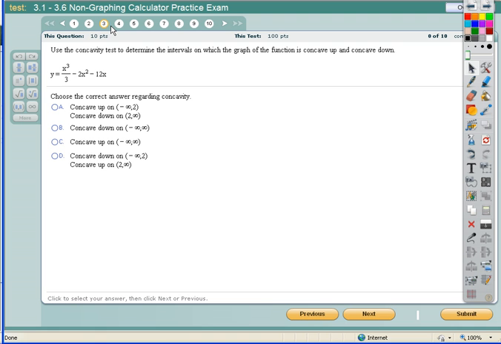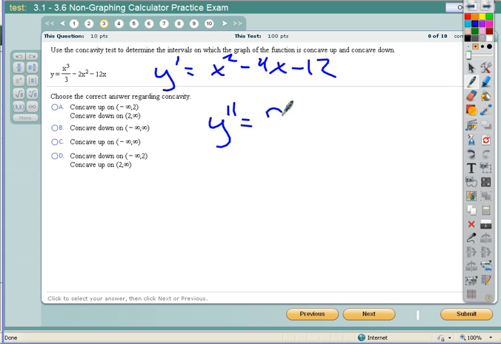Yeah, it is. The way we can see that, y prime is going to be x squared minus 4x minus 12, right? If I bring the 3 down, 3 over 3 is 1, right? So y double prime is just 2x minus 4, right? That equals 0 at x equals 2, right?